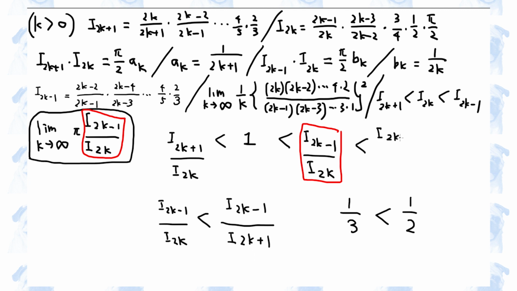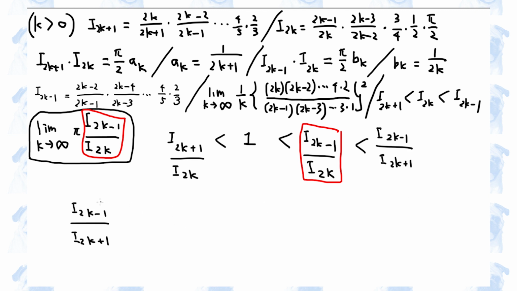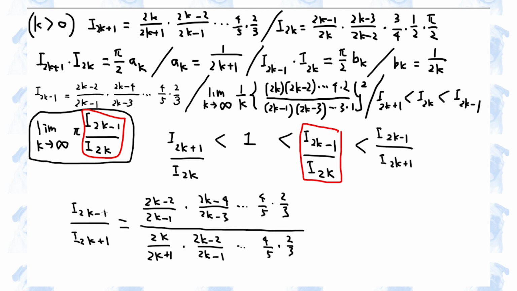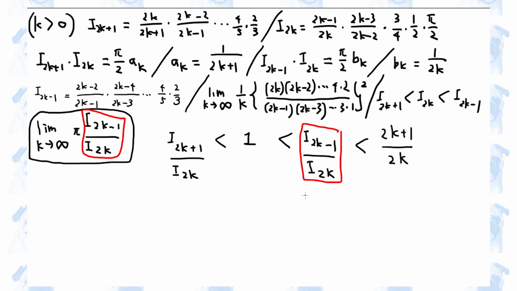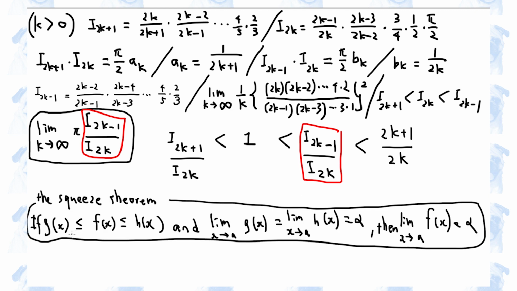Therefore, we can add this to this inequality. Now, what is I sub 2k minus 1 divided by I sub 2k plus 1? Notice that I sub 2k minus 1 is identical except for this part. So, we have 1 over 2k plus 1, which is 2k plus 1 over 2k. Now, we can use a trick using the squeeze theorem, aka the sandwich theorem. Basically, if g of x and h of x have the same limit, then f of x sandwiched between these two functions also has the same limit.